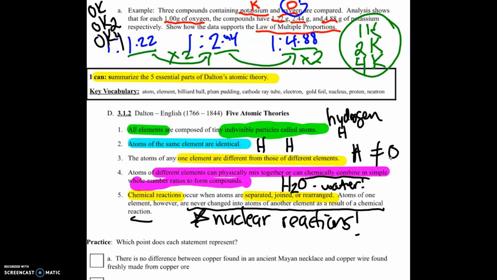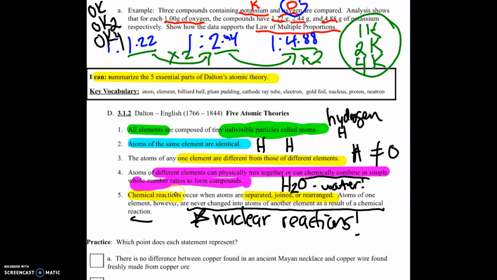And let's see that 5th one, separated, joined, or rearranged. So if we made water in the lab, we didn't really change what the atoms were. It's still hydrogen and oxygen, now they're just combined. They didn't all of a sudden turn into gold. So you can't take water, do some alchemy, and get gold. That does not work in chemistry. So that's the summary of the 5 parts of Dalton's theory.